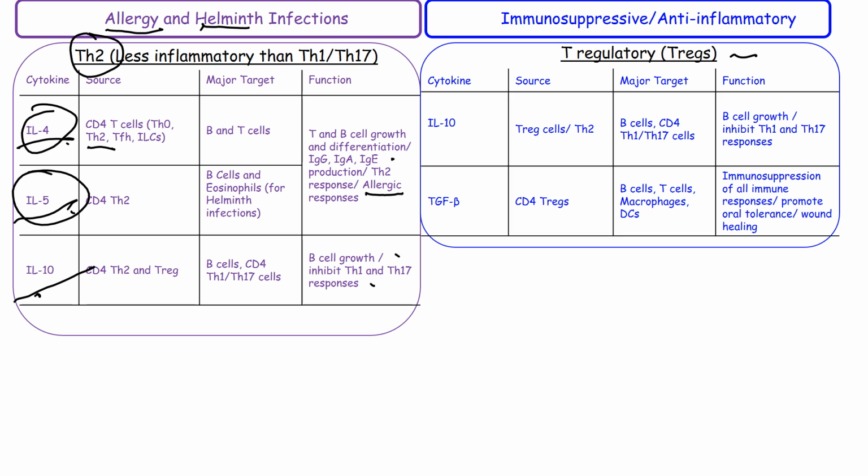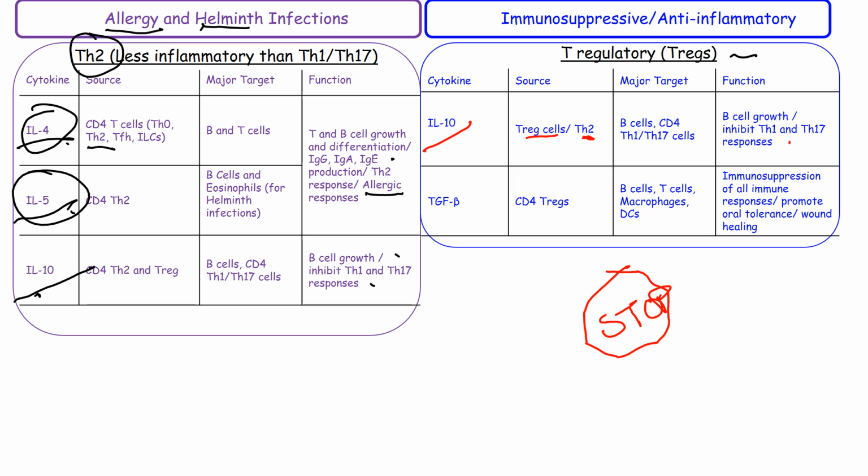All right, the next group are your T regulatory cells. These are your true immunosuppressive cells. These guys literally are the stop sign of the immune system. They make all other immune responses stop. One of the ways they do this is by producing cytokines that are inhibitory. So you'll notice I have IL-10 listed here again, just like in the Th2. IL-10 is largely produced by Treg cells, but as I mentioned before, it can be produced by Th2s. It can promote B cell growth, but it inhibits Th1 and Th17 responses.